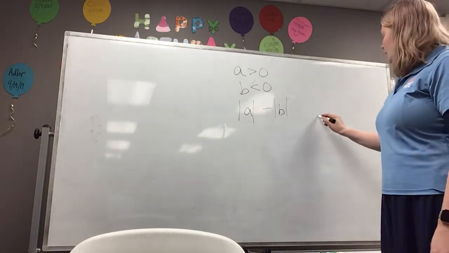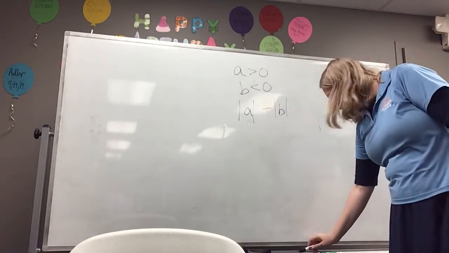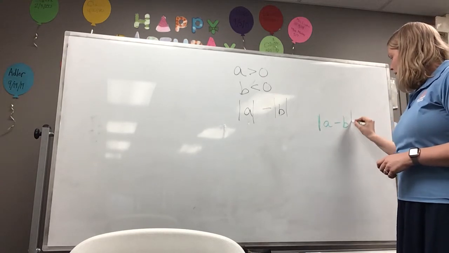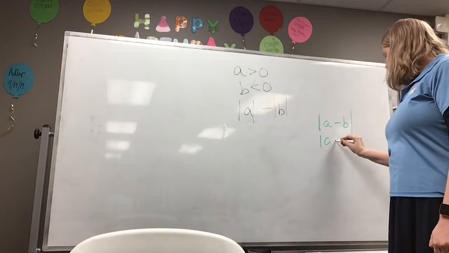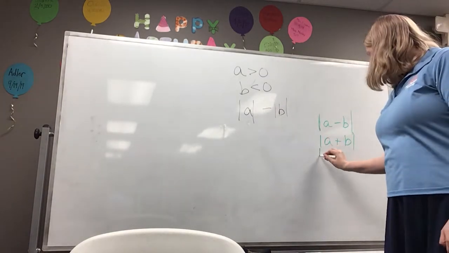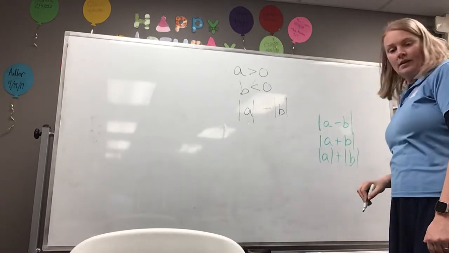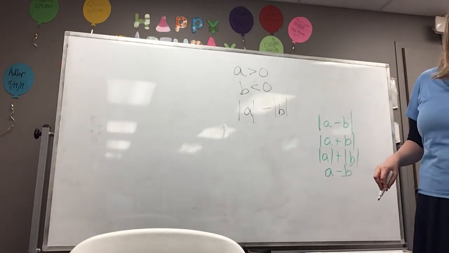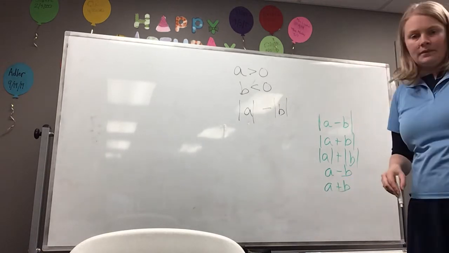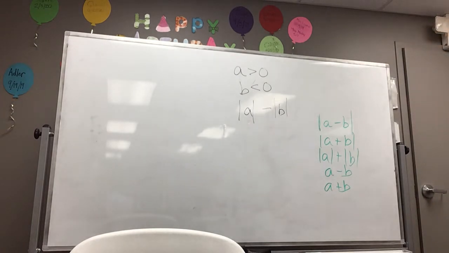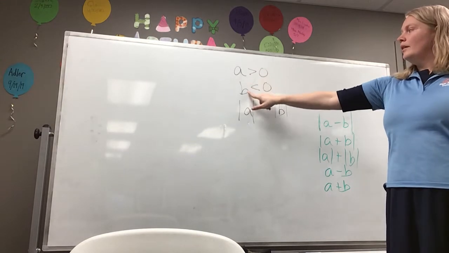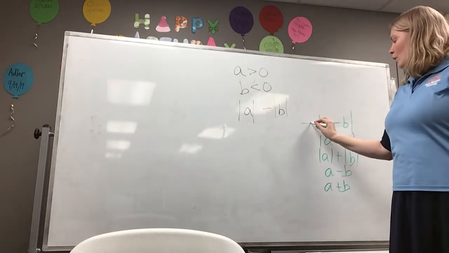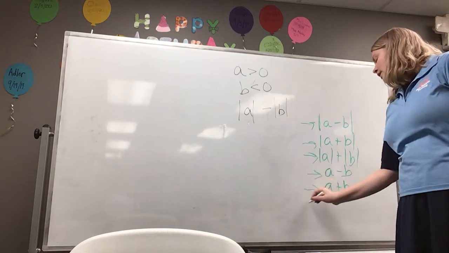The options they give us are: absolute value of A minus B, absolute value of A plus B, absolute value of A plus the absolute value of B, A minus B with no absolute value, or A plus B. So, given these boundaries, A has to be greater than 0, B has to be less than 0. Which one of those is true?